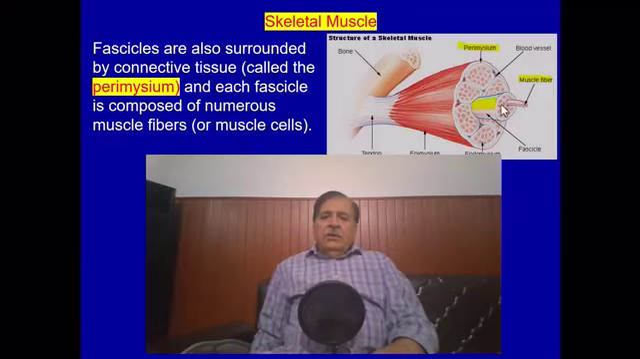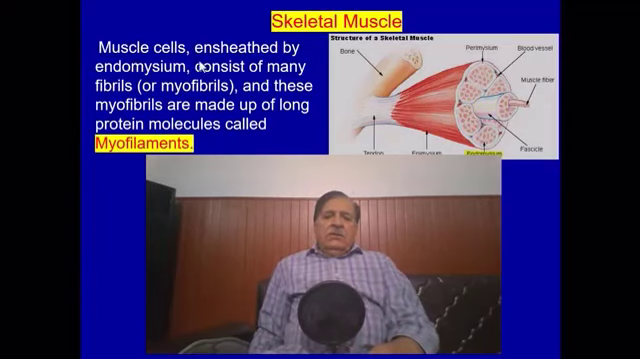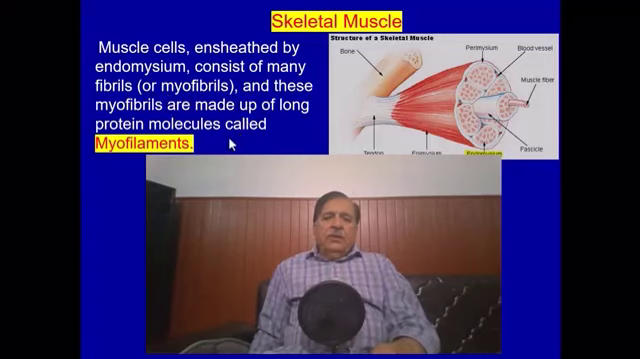muscle fibers. Here there are numerous muscle fibers or muscle cells. Inside this muscle bundle is another arrangement of fibers, which are called muscle fibers or muscle cells. A muscle cell ensheathed by endomysium consists of many fibrils or myofibrils, and these myofibrils are made of long protein molecules called myofilaments. We will take one fiber from this fascicle, and again it is covered by a sheet called endomysium.